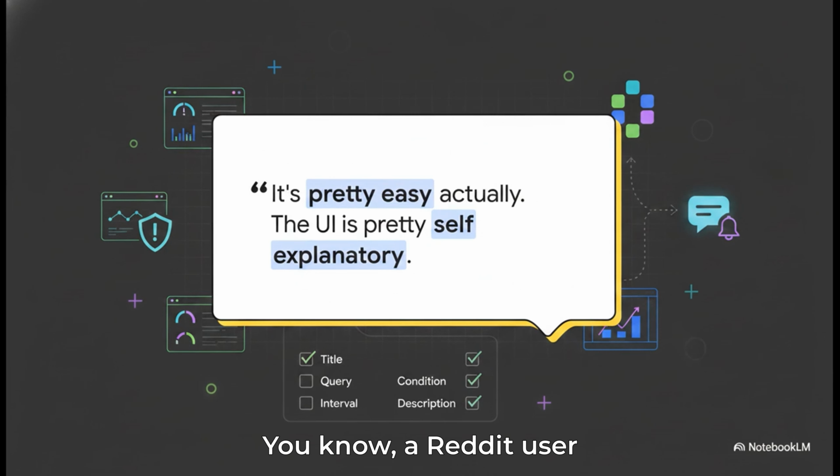You know, a Reddit user who goes by the name DogGeek summed this whole process up perfectly when helping someone who felt a bit overwhelmed. They said, "It's pretty easy, actually. The UI is pretty self-explanatory." And they are so right. Conquering these alerts is totally achievable. You literally just need a title, a query, a condition, an interval, and a quick description.